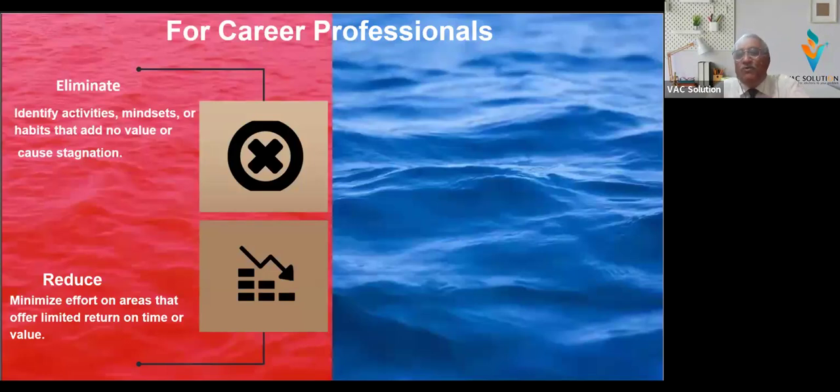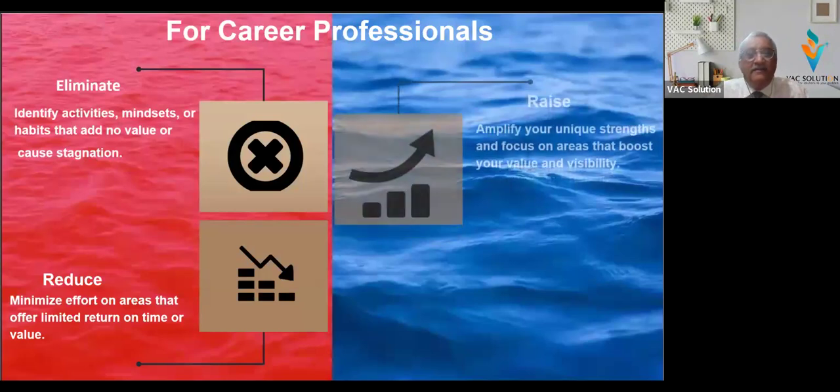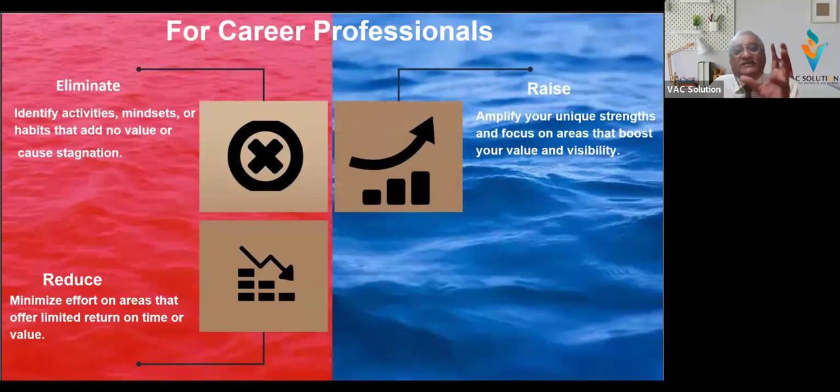First thing is, we don't move out of the area what is assigned to us as a job. Amplify your unique strengths and focus on areas that boost your value and visibility. You have some unique strengths in you. Amplify it. Start using it in areas which are not defined as your areas, and then start using it so that your value to the organization will increase.